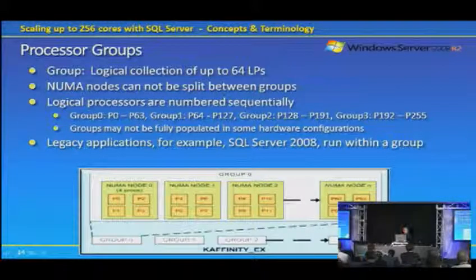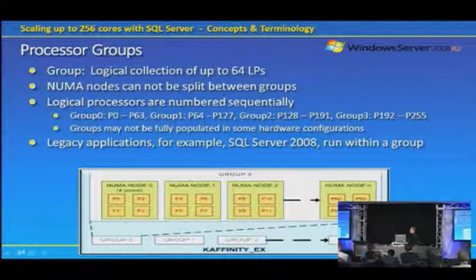The processors are numbered sequentially. As I mentioned, legacy apps always run within a single group. You can actually use affinity to specify that. So the limitation is that the legacy apps will run within a single group. But that doesn't mean you can't have multiple groups running.